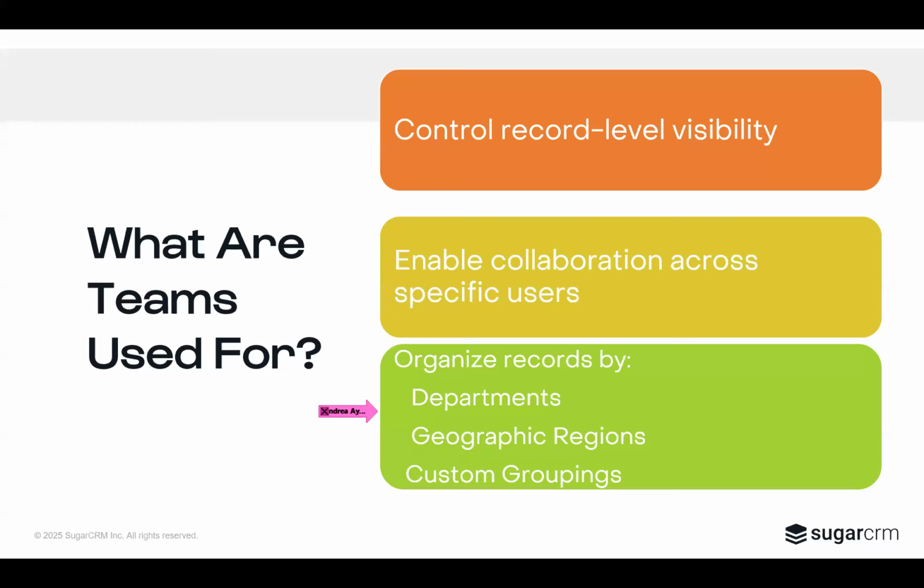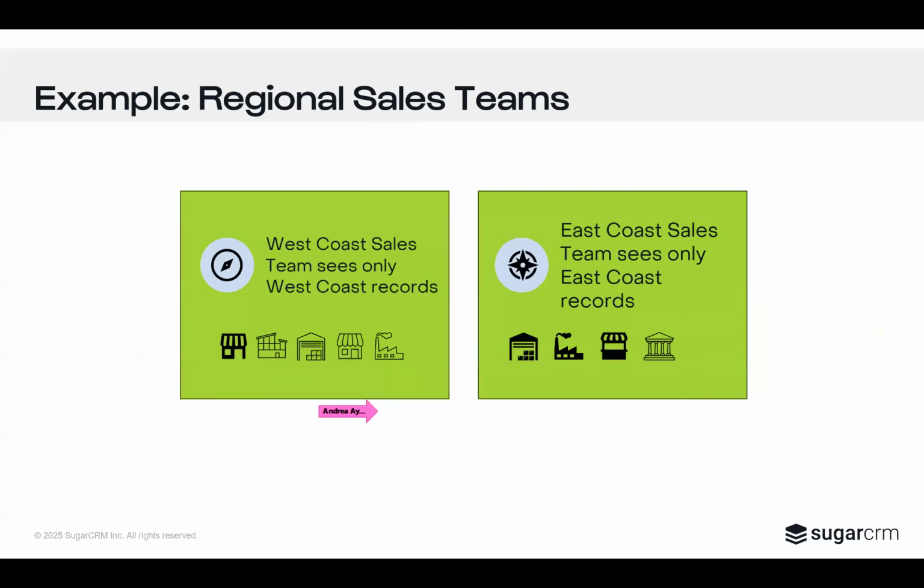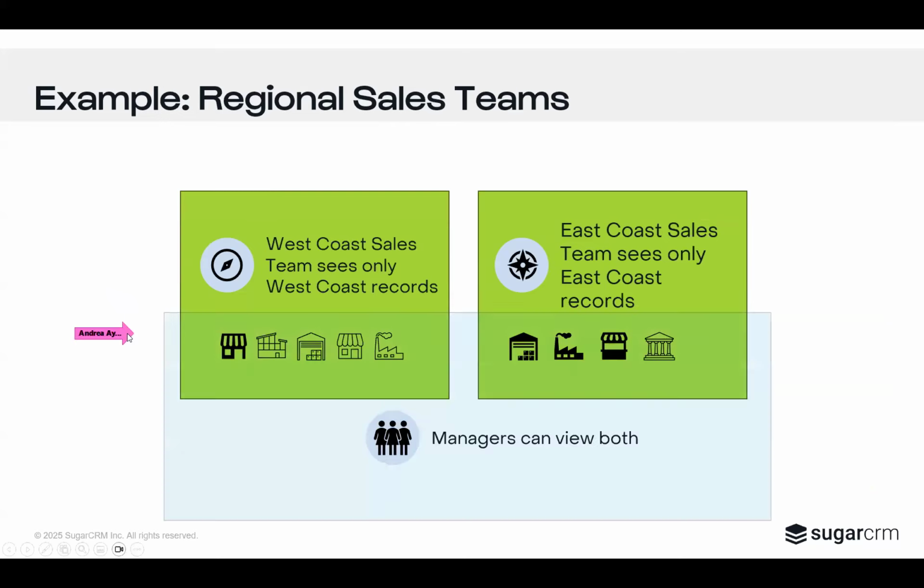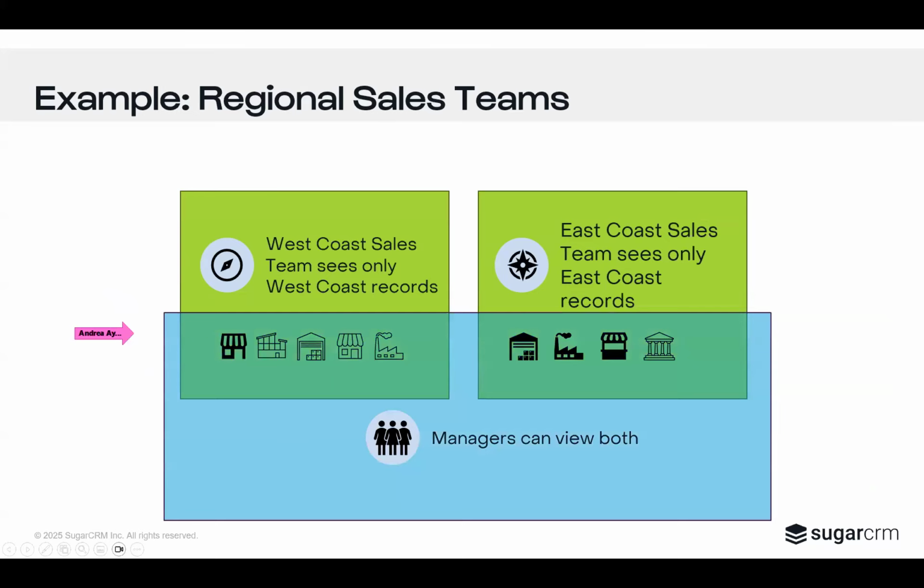So just conceptually, if you do a regional sales team, let's say that all these icons are different account records in the West Coast sales team. They're only going to be able to see their records that are in that team. And the East Coast team is only going to be able to see their records, right? They're different. But I may have another team called managers, sales managers or regional sales managers. And we want them to be able to see all the records.